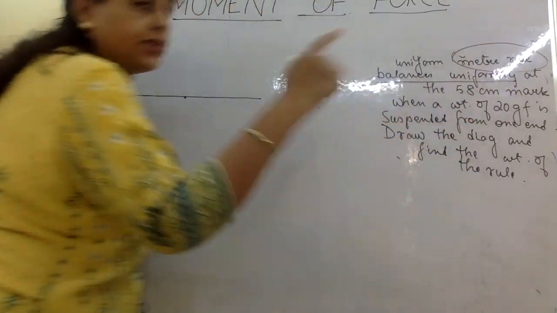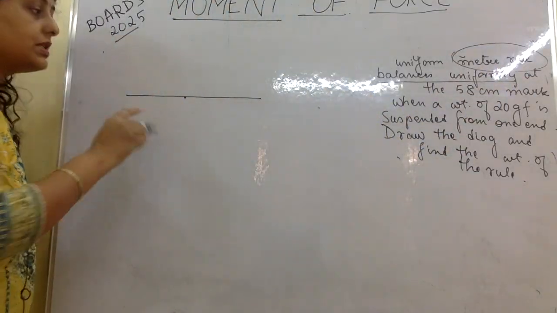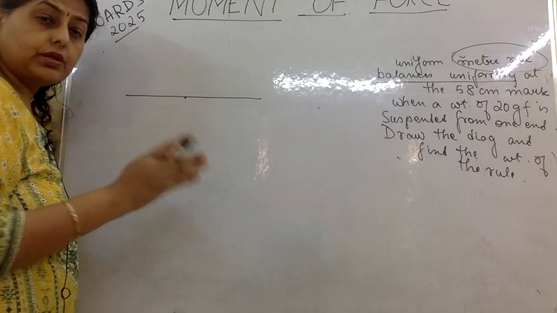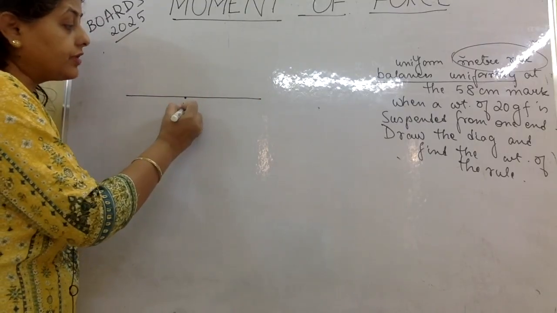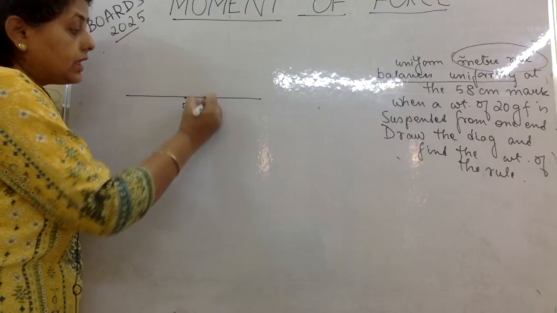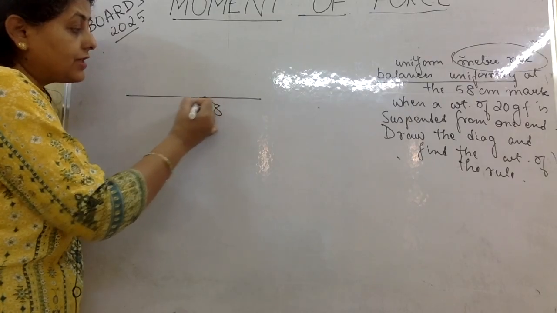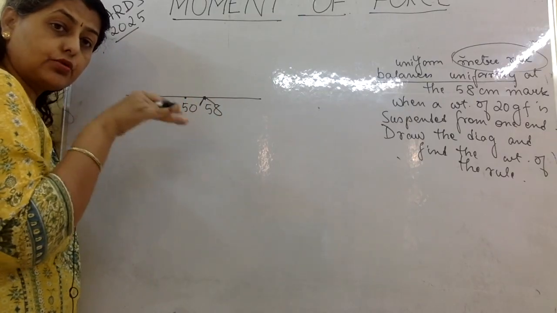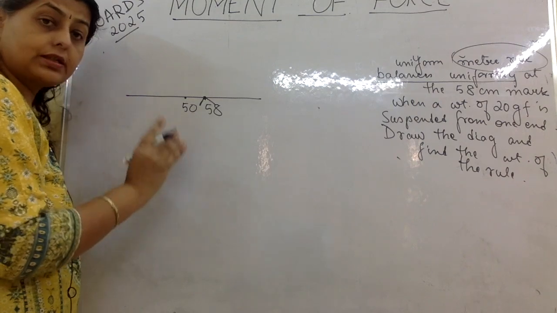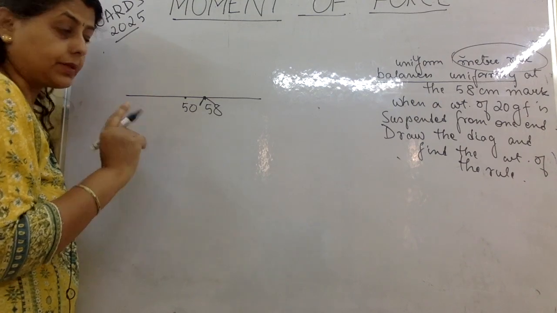This is the word meter rule. Okay, meter rule means this is 100 centimeter, 1 meter rule. So 100 centimeter, 50 centimeter is here. Now they told knife edge is here, means it is pivoted over this place, and not at the 50. Generally it is pivoted at the 50.